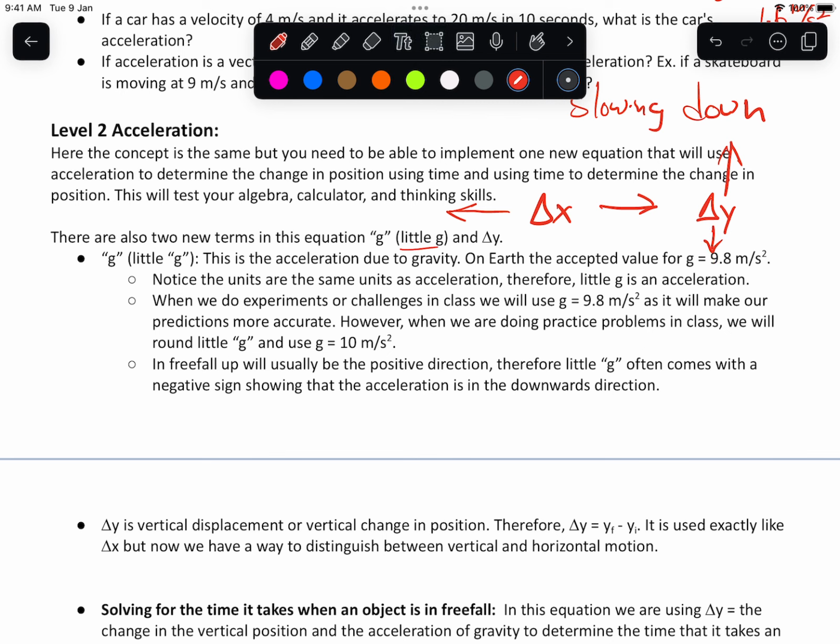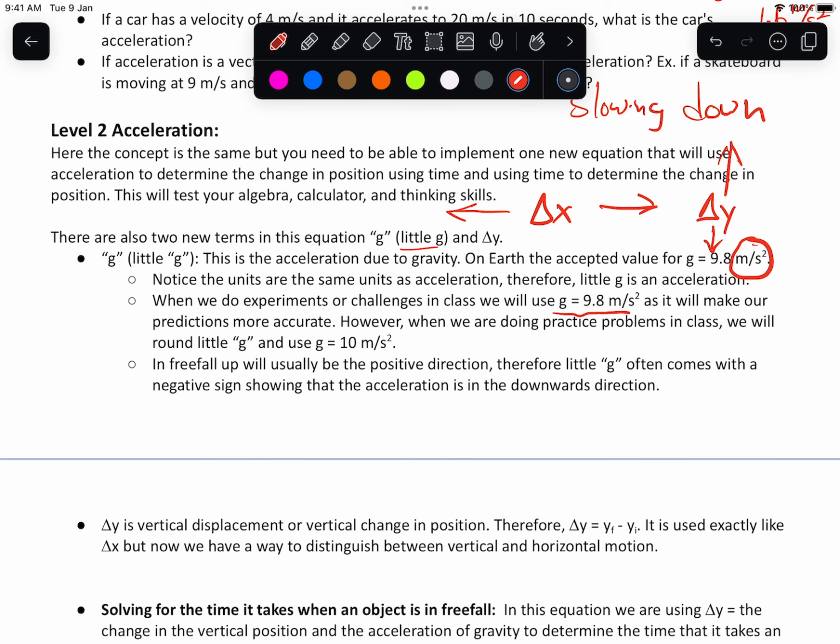Little g is the acceleration due to gravity. On Earth, the accepted value for g is 9.8 meters per second squared. Notice the units are in meters per second squared, so it's an acceleration. When we do experiments or challenges in class, we'll use g equals 9.8 meters per second squared, as it will make our predictions more accurate.